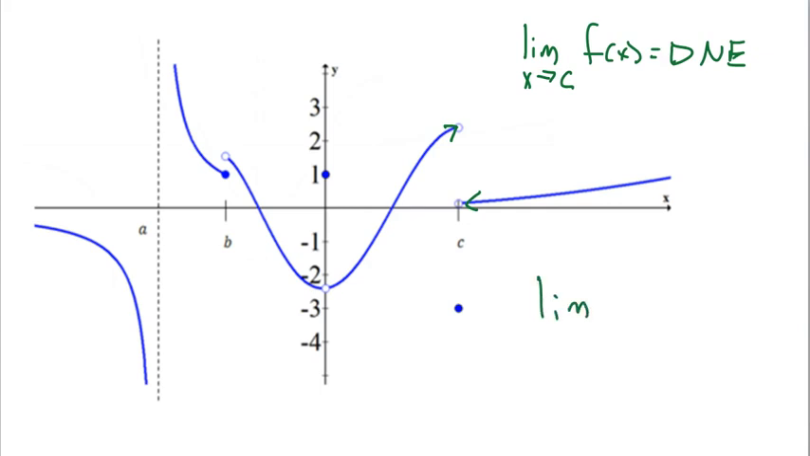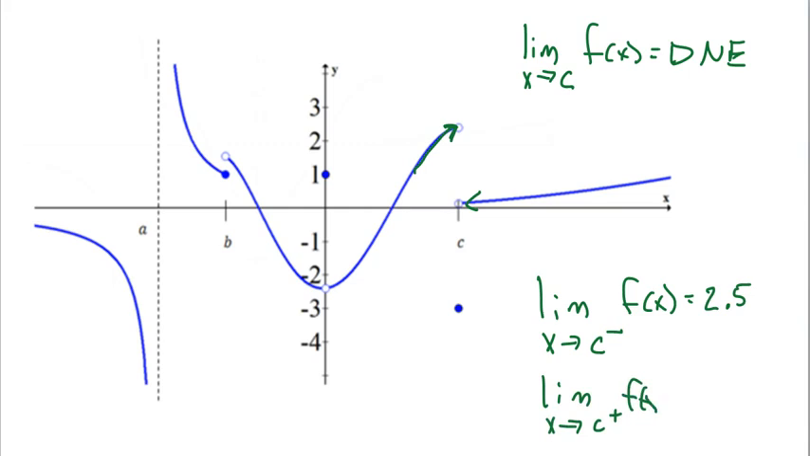But now I could ask you this. What is the limit as x approaches c from the left? So that little minus sign means from the left. Well, from the left, I am approaching, looks like 2.5. And what happens as the limit approaches c from the right? Well, from the right, it looks like I'm approaching very close to 0, maybe 0.1. So from the left, I'm approaching 2.5. From the right, I'm approaching 0.1. And that is exactly why the overall limit does not exist.